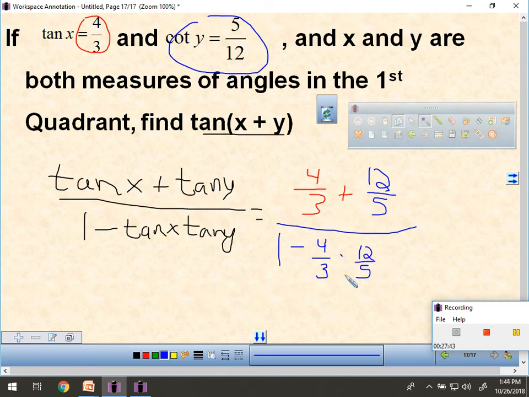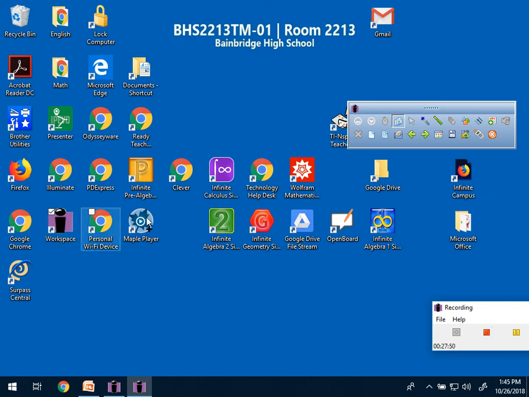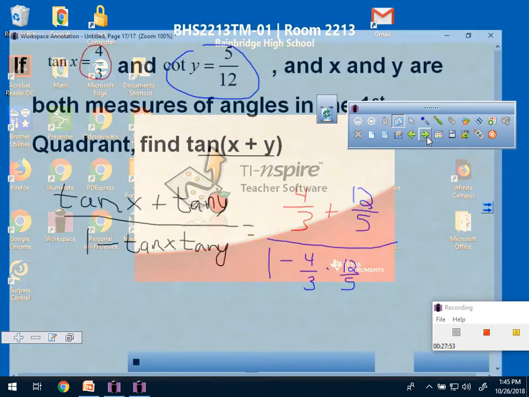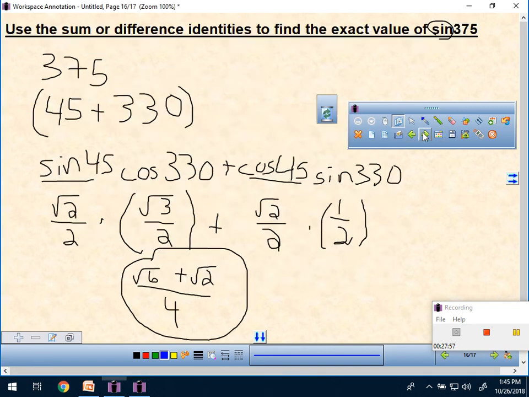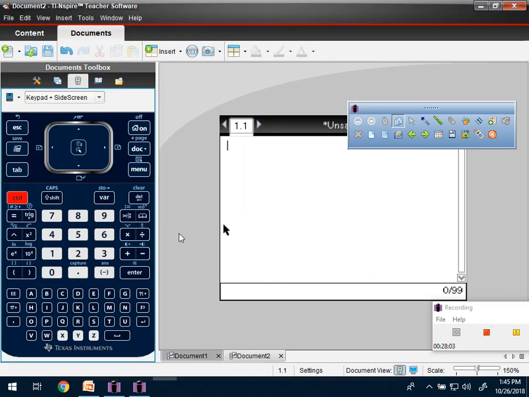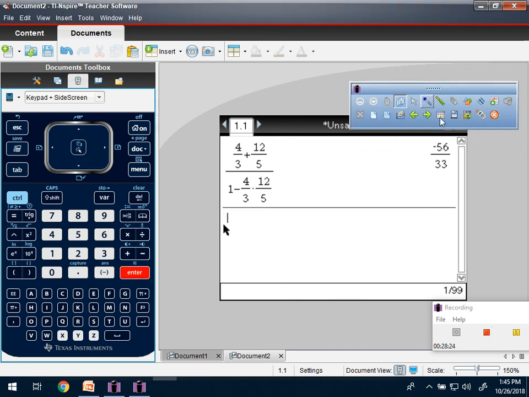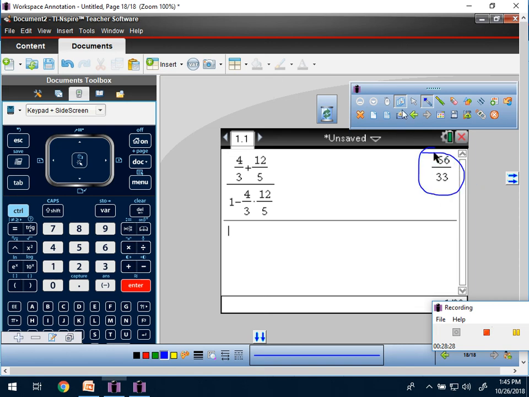And then I'm going to use my calculator to help me get that answer. So I'm going to open up the graphing calculator that's right there, and put in 4 over 3 and 12 over 5. I'm going to hit Control Divide and then Control Divide again. 4 over 3 plus Control Divide 12 over 5, and then 1 minus Control Divide 4 over 3 times 12 over 5, and that gives me negative 56 over 33. And that would be my answer for that problem.